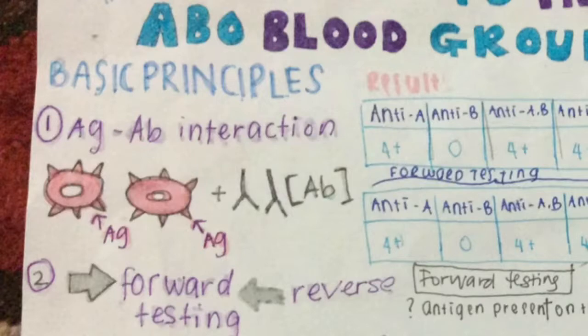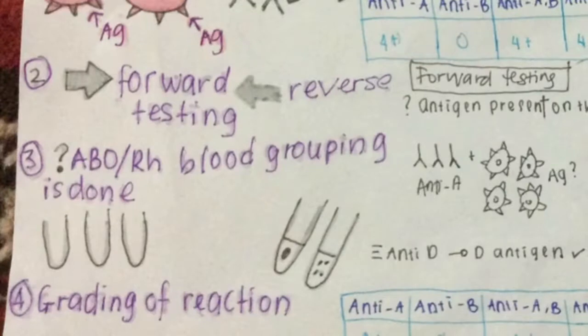The second one is the principle of forward and reverse testing. The third one is the method on how ABO and RH blood grouping is done. And the fourth one is the grading of the reaction. All these topics have been covered in the previous videos.